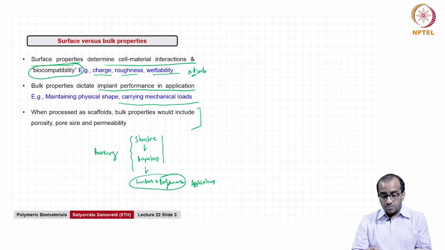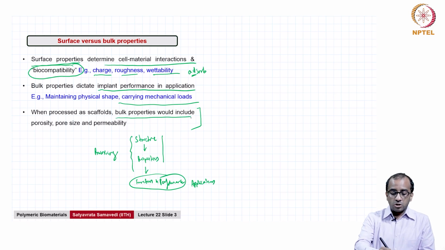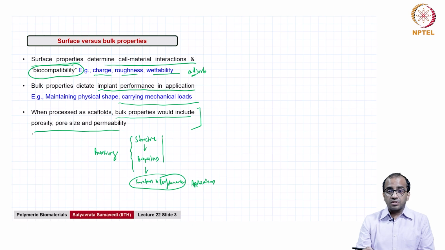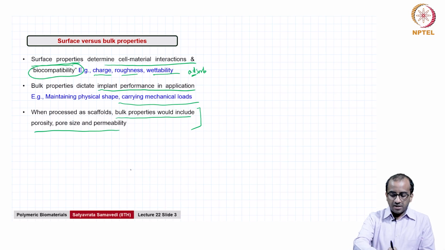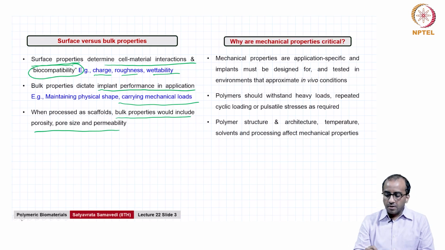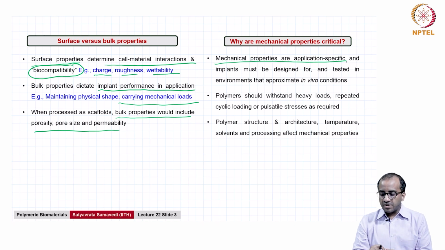And when these polymers are processed as scaffolds, for example, such bulk properties would also include things like porosity, pore size, permeability, etc. So, these are all important aspects to keep in mind. Now, that being said, we will now turn our attention to mechanical properties, particularly as one aspect of bulk properties, and ask why are mechanical properties critical. First of all, we note that mechanical properties are application specific. So, the device or the material that you are preparing has to be contextualized for the application.